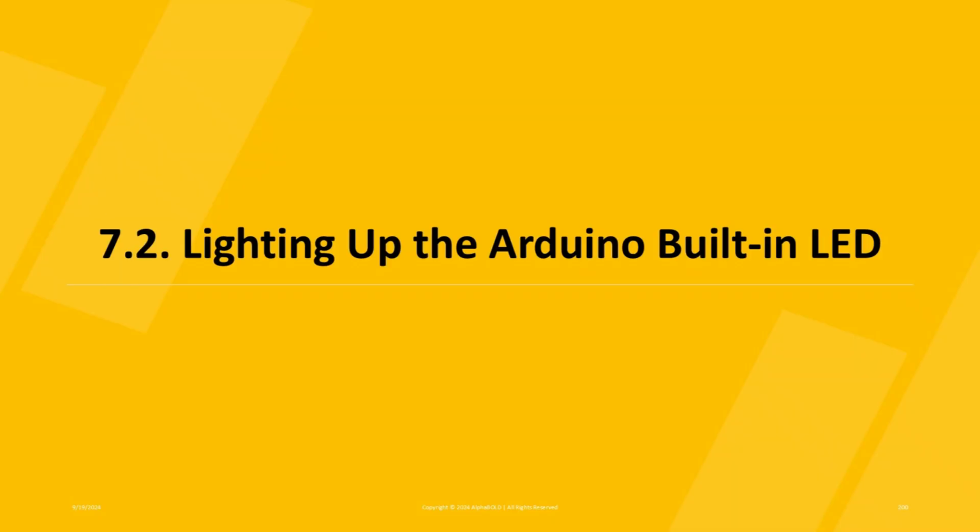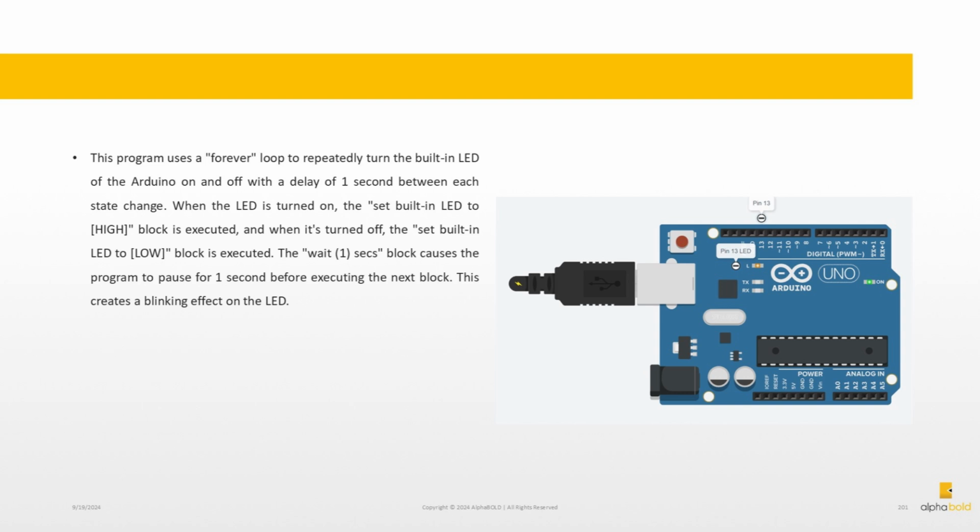Lighting up the Arduino built-in LED. This program uses a forever loop to repeatedly turn the built-in LED of the Arduino on and off with a delay of 1 second between each state change. When the LED is turned on, the Set Built-in LED to High block is executed, and when it's turned off, the Set Built-in LED to Low block is executed. The Wait 1 secs block causes the program to pause for 1 second before executing the next block. This creates a blinking effect on the LED.